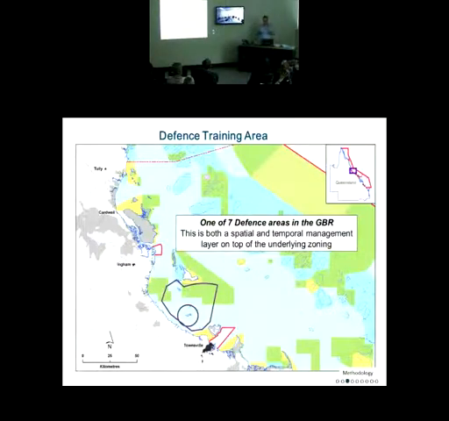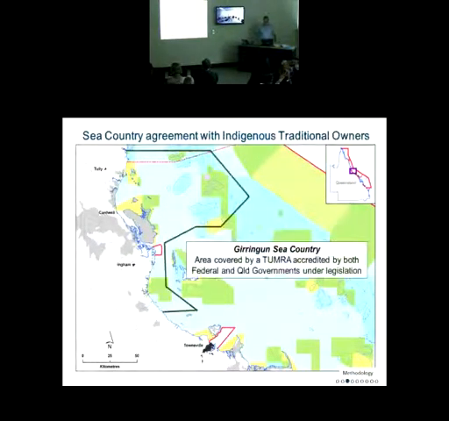That only occurs for about a week a year. For the rest of the time, it's open, and you can transit through that area. So again, the underlying zoning is critical. This is another layer that's actually really important for management.